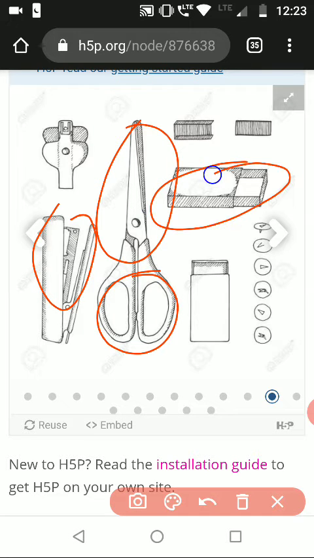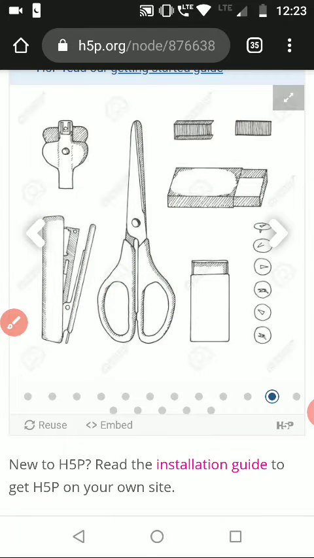This is matchbox. It's made up of cardboard. So all these different things, you see, materials have different properties and each property is analyzed, studied, and then the things are made out of it. Let us see next thing.